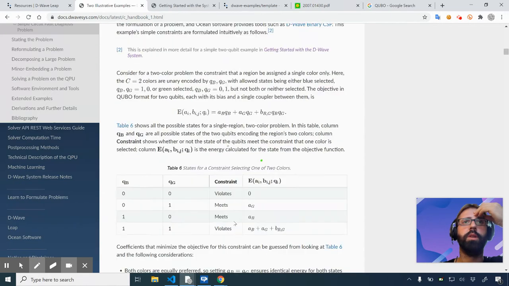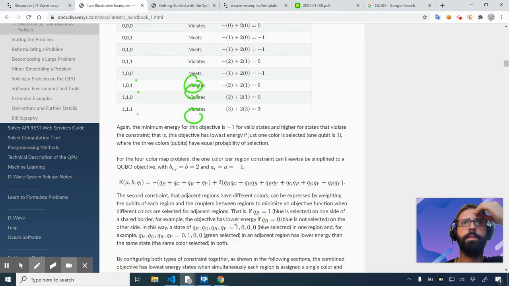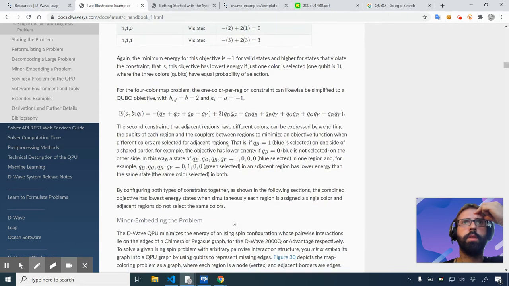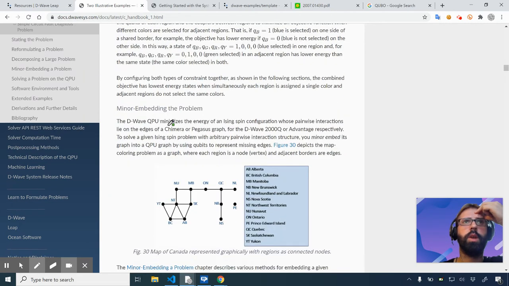What's up with this B term? The D-Wave QPU minimizes the energy of an Ising spin configuration whose pairwise interactions lie on the edges of a Chimera or Pegasus graph, for the D-Wave 2000Q or Advantage, respectively. To solve a given Ising spin problem with arbitrary pairwise interaction structure, you minor embed its graph into a QPU graph by using qubits to represent missing edges.